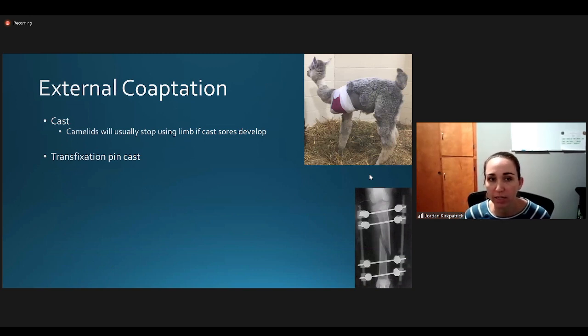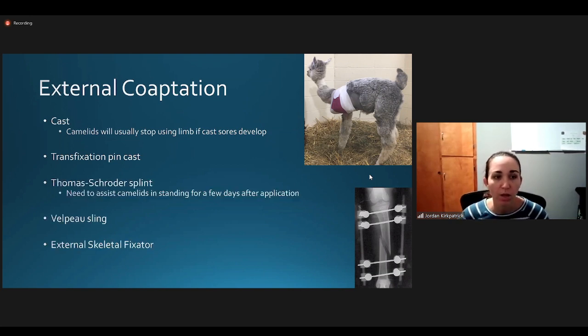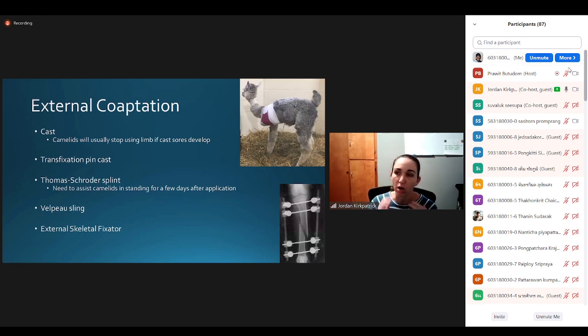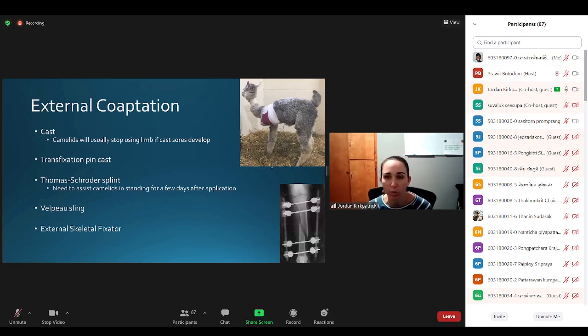So again, casting is something we can do for external coaptation. If they get cast sores, camelids will just stop walking on their leg. They will just hold it out and drag it instead of walking on it. So if you see that, definitely check for cast sores and see if something else is going on. Transfixation pin cast can be used on them. Thomas Schroeder splints, a Velpeau sling, which is what this cria has on right here. So her limb is bent at the carpus and then just attached to her body, so she's not putting any weight on it. This cria was a radial fracture repair that I fixed, and we did this to help prevent her from walking on it and disrupting some of the repair because it was comminuted.